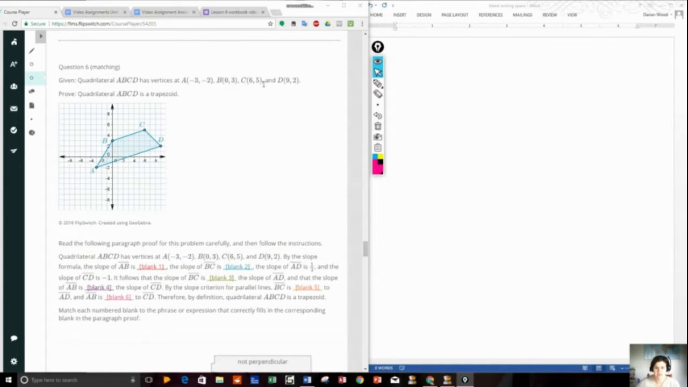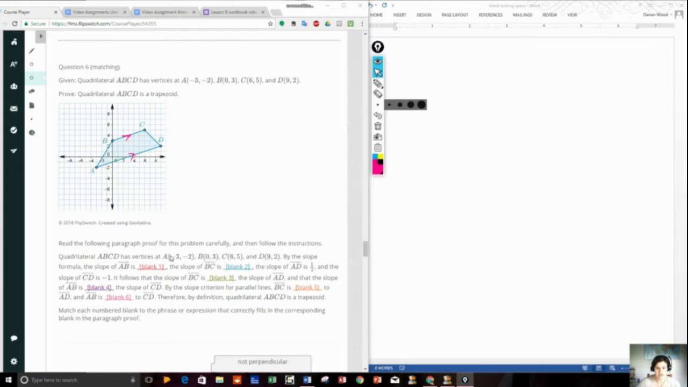B03, C65, and D92. Prove that the quadrilateral ABCD is a trapezoid. Okay, so I'm thinking back to the proofs. We have to prove that at least one pair of opposite sides is parallel. And so I'm just thinking about that before I even read this proof. So let's read the paragraph proof.